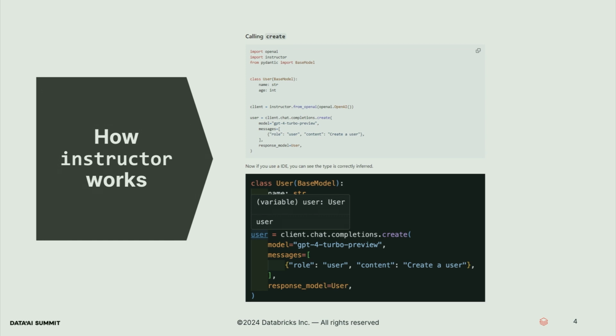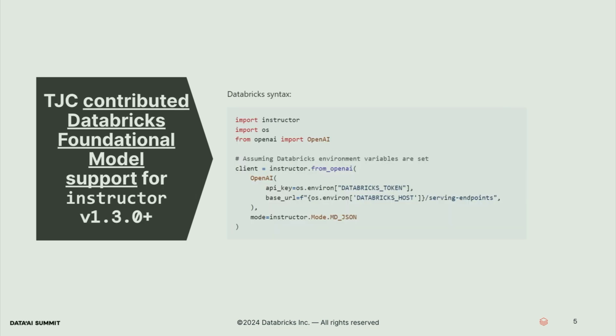So how do I do that natively, and how do I reduce the amount of boilerplate code? One other thing I wanted to add is we've actually wrapped Databricks logic here. Databricks has been really good about adopting the OpenAI kind of API templating. So we can actually pass our Databricks host and Databricks token to serving endpoints. And you'll notice here that we have to pass a special mode called MD-JSON.